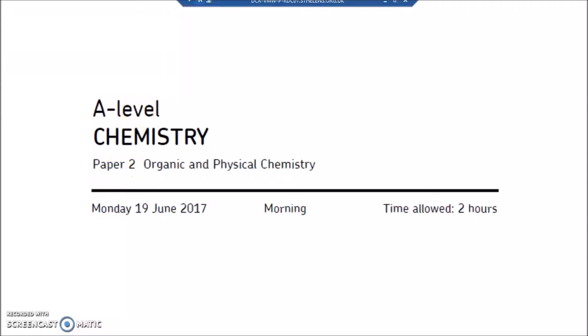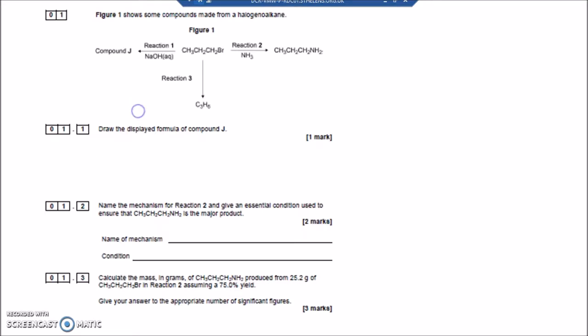A-Level Paper 2, June 2017. I've got a reaction pathway here and I've got 1-bromopropane making compound J with sodium hydroxide.